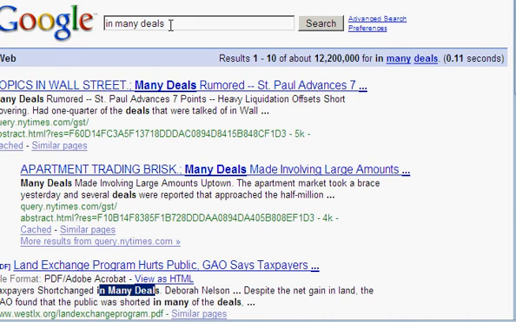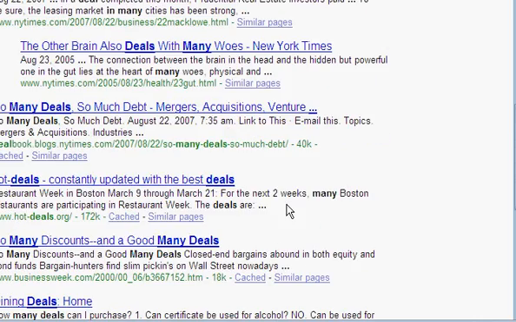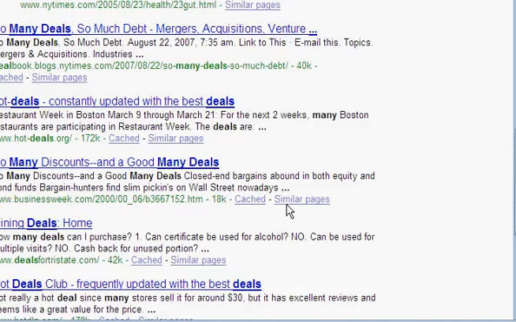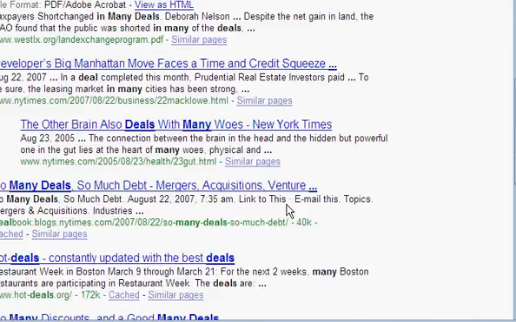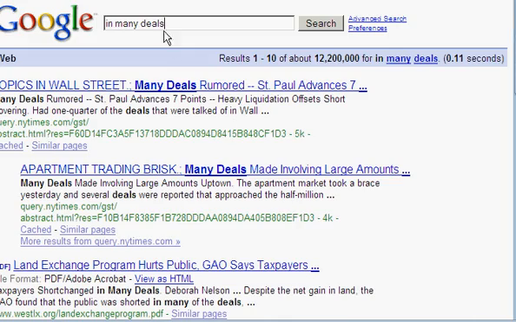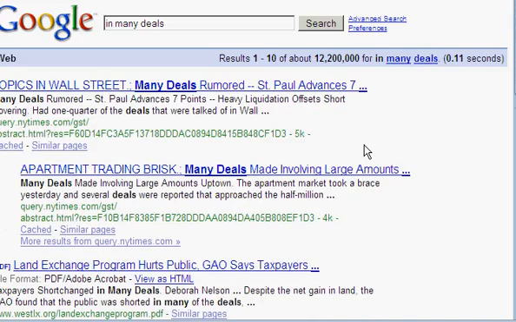In many deals, exactly what we're looking for. Let's see what else. In many of the deals, and a deal completed this month. Many cities, many rows, so many deals. As you can see, we don't really see exactly the combination of words that we're looking for in the essay. There is a word deal, deals, or many, or in used either separately or in very few instances together, but we don't really see how this can help us.